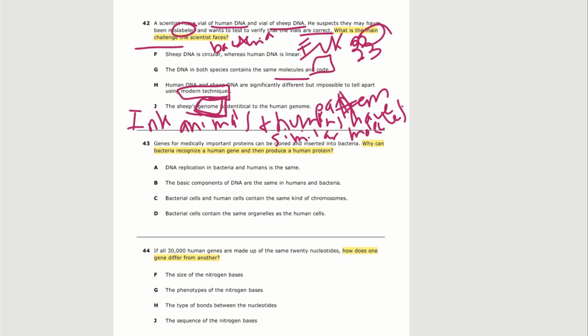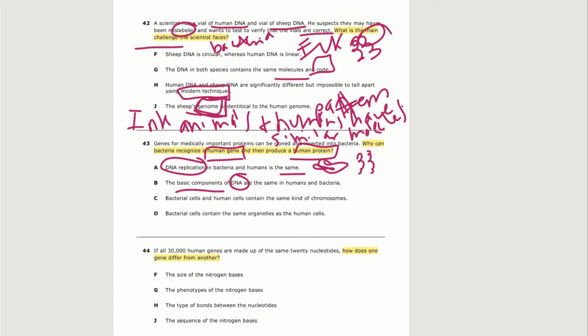Let's keep going. Why can bacteria recognize a human gene and then produce a human protein? Really? It's probably because we have something the same, right? I mean, why else would they do that? So, DNA replication in bacteria and humans is the same. I'm not sure about that one because they have a circular DNA and we have little lines. So, would they be able to do what we do? I don't know. When we make replication, the basic components of DNA are the same in humans and bacteria. Okay, yeah, DNA could be the same in human and bacteria. A equals T, G equals C, phosphate, sugar, base.